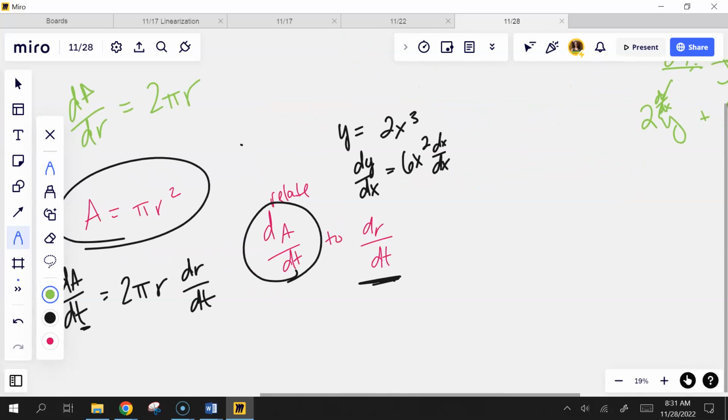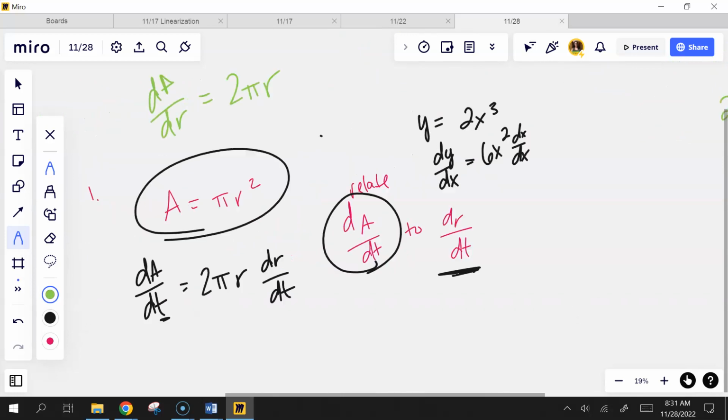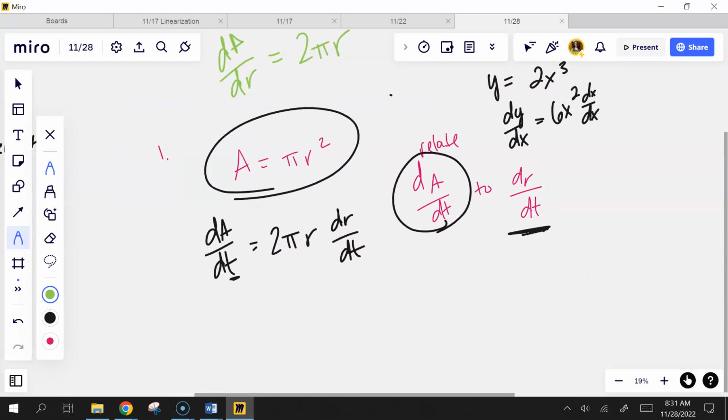Let's do another. That was all because they just said, give me an equation that relates the two rates, that relates dA/dt to dr/dt. dA/dt equals 2 pi r dr/dt.